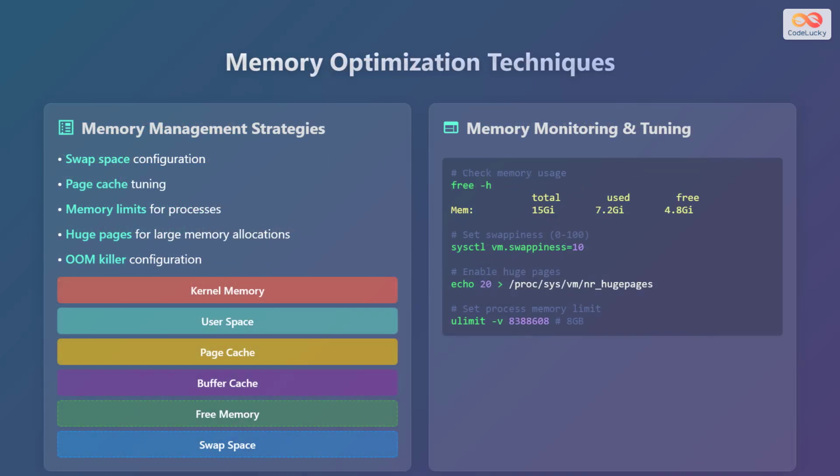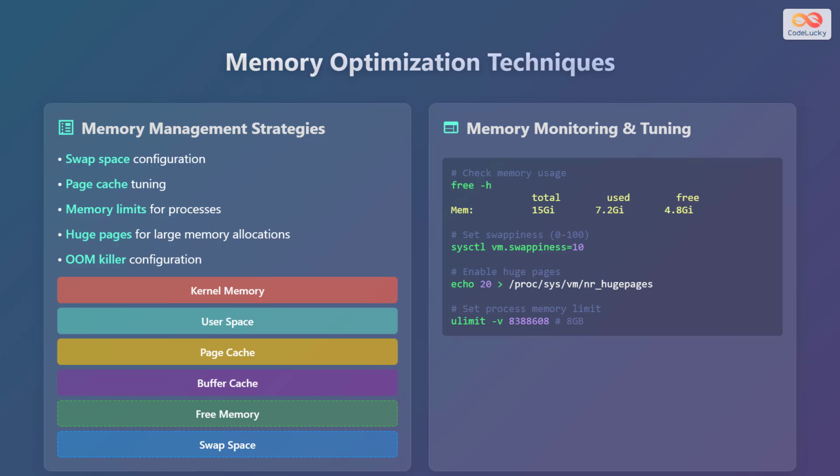Now let's explore memory optimization techniques. Memory management strategies include configuring swap space, which is disk space used as virtual memory, to handle situations when physical memory is full. Tune the page cache, which is memory used to cache disk data, to improve input-output performance. Set memory limits for processes to prevent them from using too much memory and causing system instability. Use huge pages for large memory allocations to reduce overhead. Configure the out-of-memory, also known as OOM killer, which is a process that the kernel uses to kill processes when the system is critically low on memory.